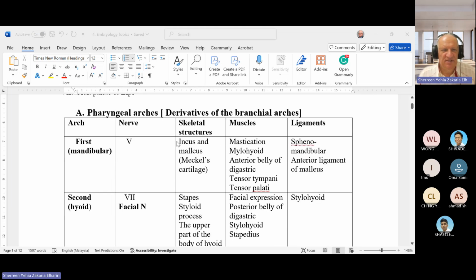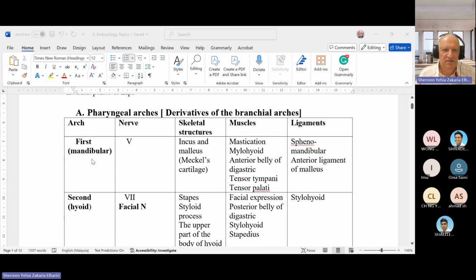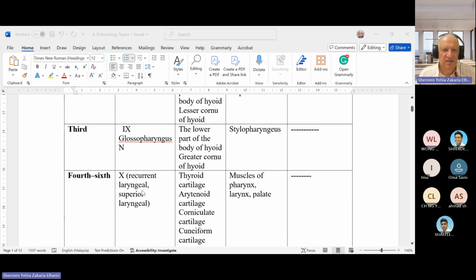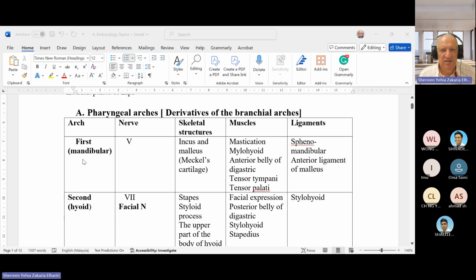We don't need much detail, but the pharyngeal arches must be known by heart, especially the nerves. The first arch is the mandibular nerve, second is facial, third is glossopharyngeal, fourth to sixth are recurrent and superior laryngeal. For the first arch, mandibular nerve, skeletal structures like incus, malleus, muscles of mastication, mylohyoid, anterior belly of the digastric, tensor tympani, tensor palati, and the sphenomandibular ligament and anterior ligament of malleus.